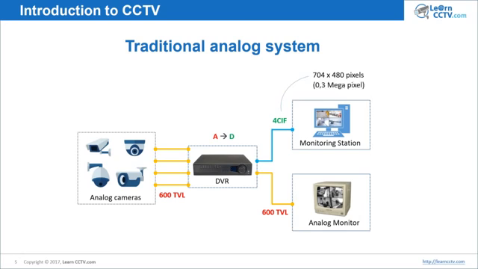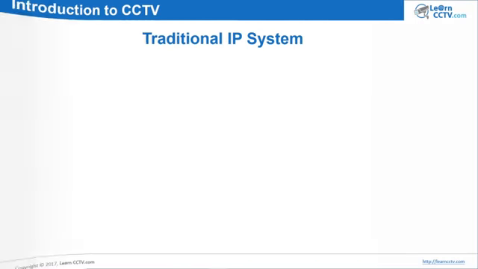That also means that the resolution is 0.3 megapixel. You can say 4SIF, you can say 704 by 480 pixels, or you can even say 0.3 megapixel. That's the same thing. And now you, of course, start recording your video in your DVR because you already converted from analog to digital.